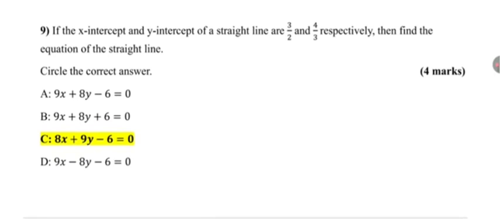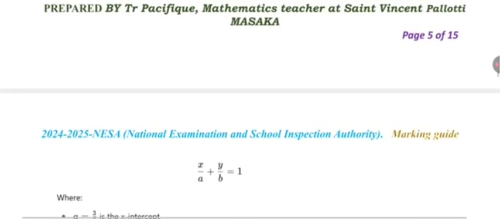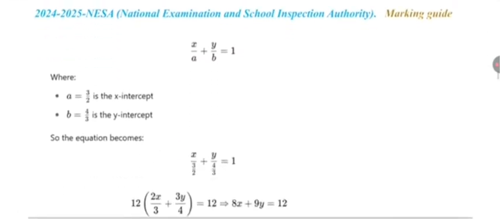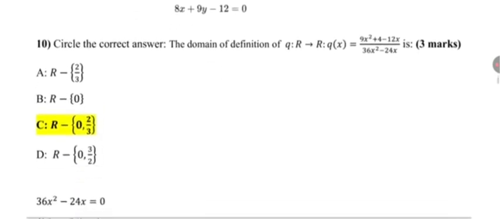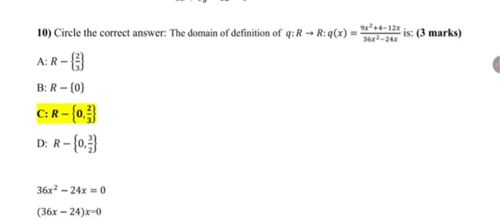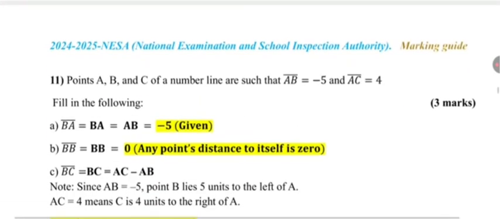Here there is number 9, and here is the proof of that answer. Here we have number 10. Circle the correct answer for the domain of definition in R, the real numbers, of 9x plus 4 minus 12x over 36 squared minus 4x. Its domain of definition is R minus the set of 0 and 2 over 3. Here there is the proof of finding that.